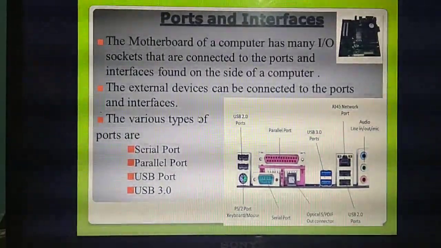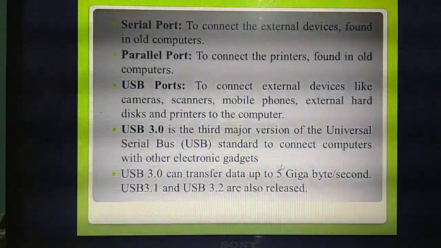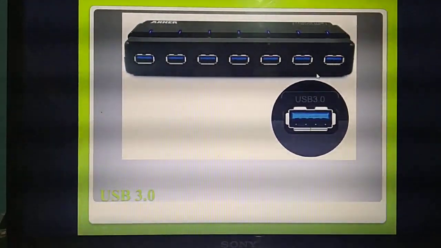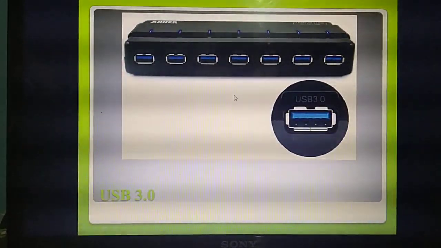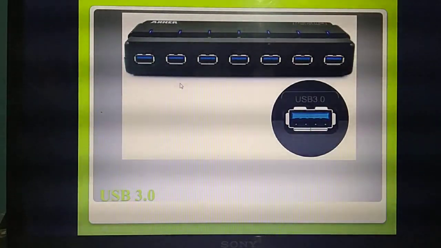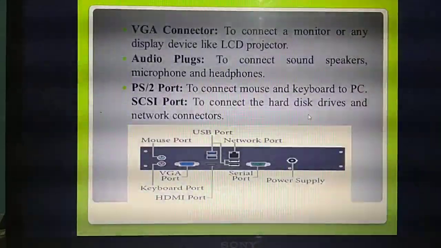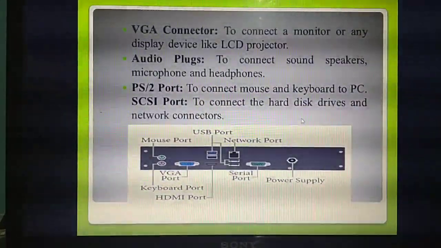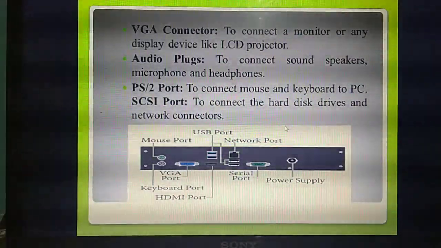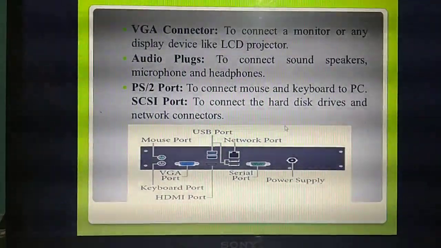So what are the things I have explained? That explanation they have given here. This is the extension of the USB 3.0 port. What did I say about the USB 3.0 port? External electronic devices you can plug in here. So the next types of connectors or interfaces: the VGA connector port. What's the first thing? The VGA connector.